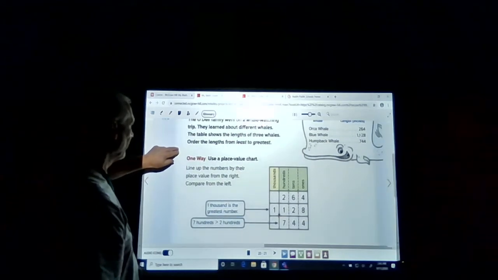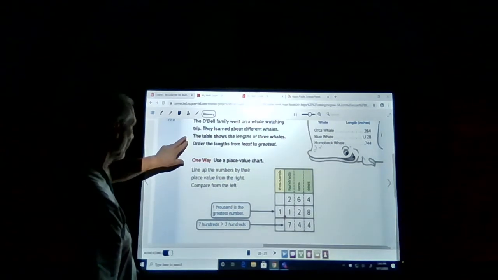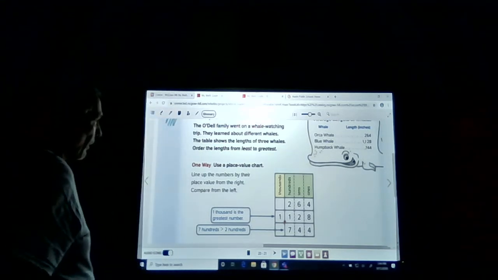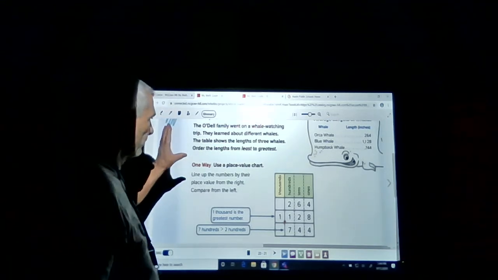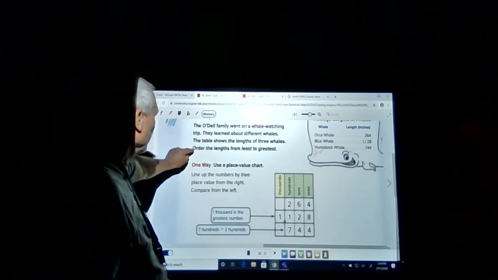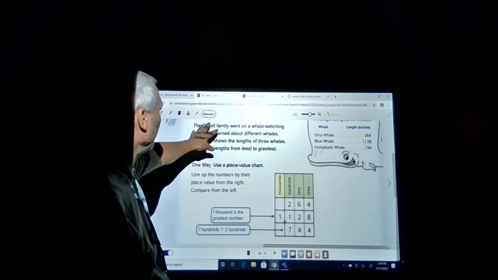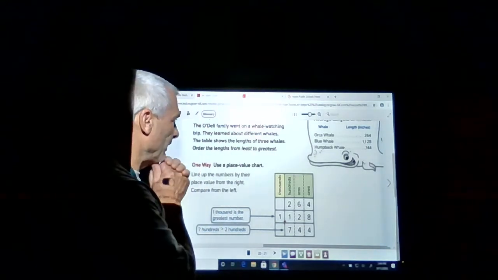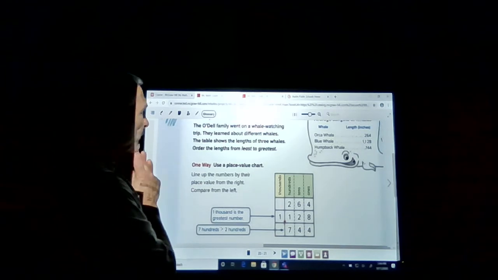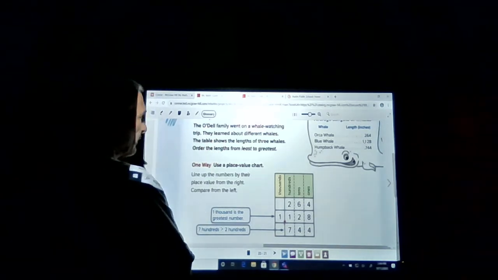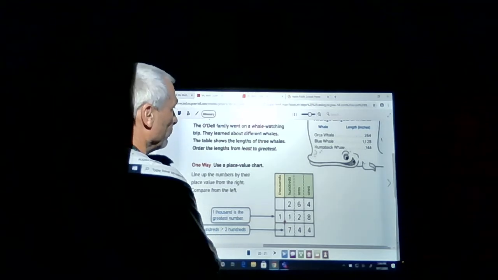One way is to use a place value chart. So you can have your place value chart out and a marker, and you can always push play and get yourself a little more organized. It says here that this family, the Odell family, went whale watching. Well, you'd have to go out in the ocean. That's a ways from Minnesota, but they might be a little closer to the ocean. Anyway, they took a boat out.